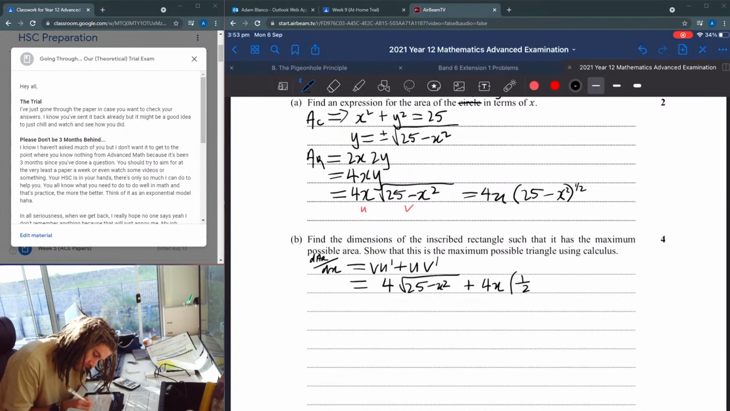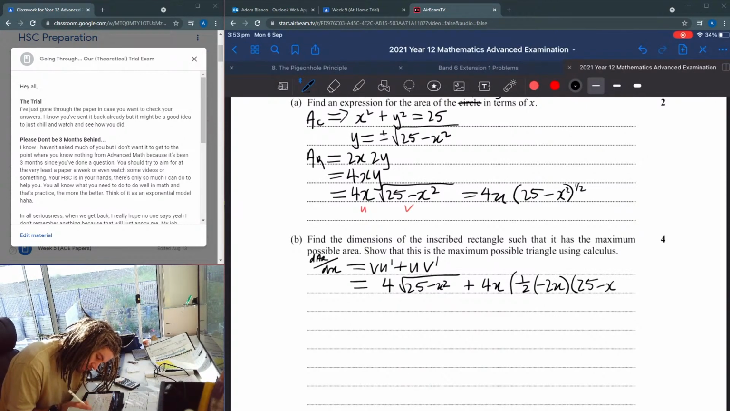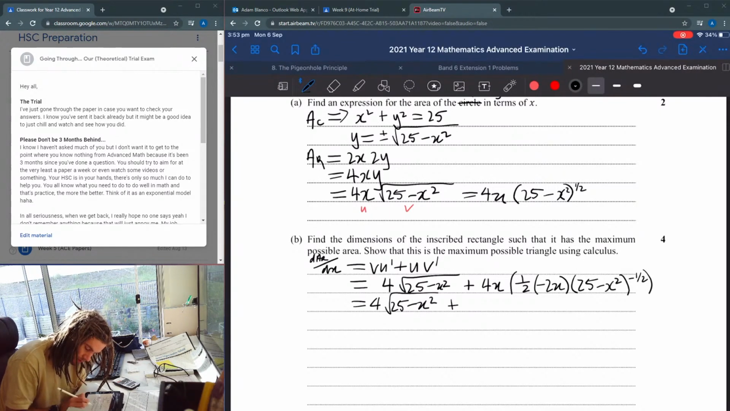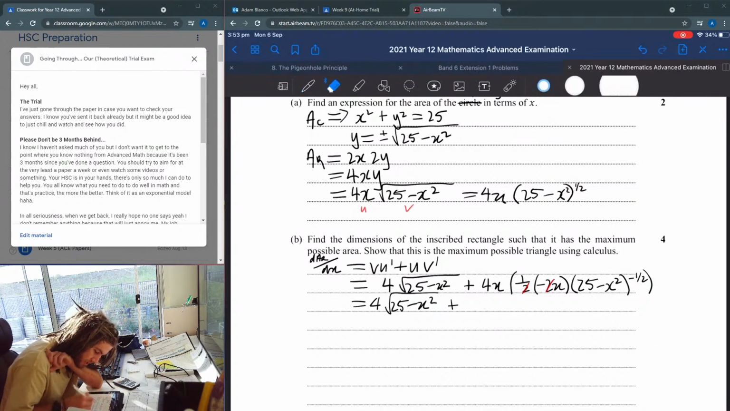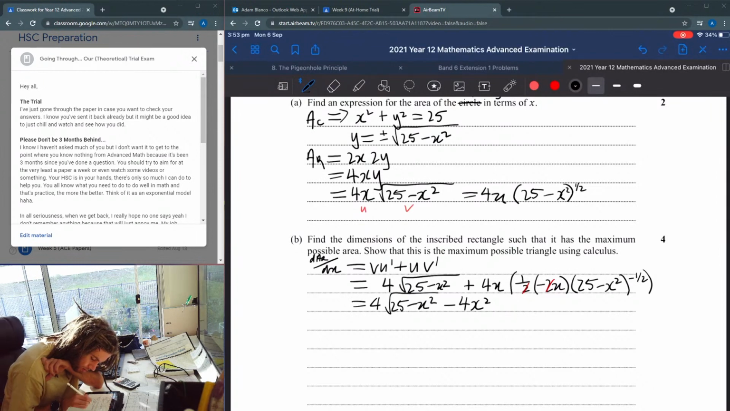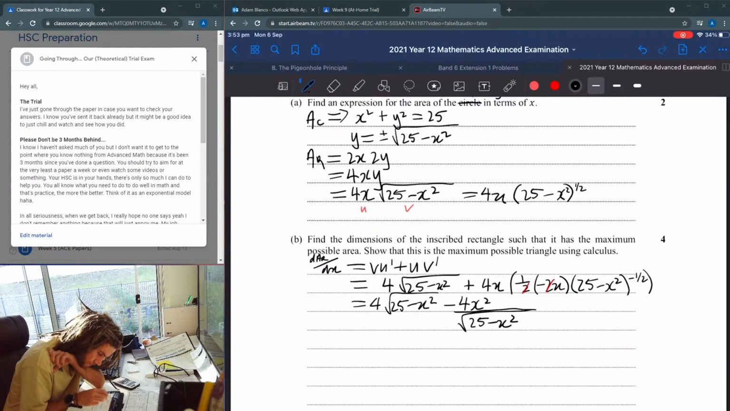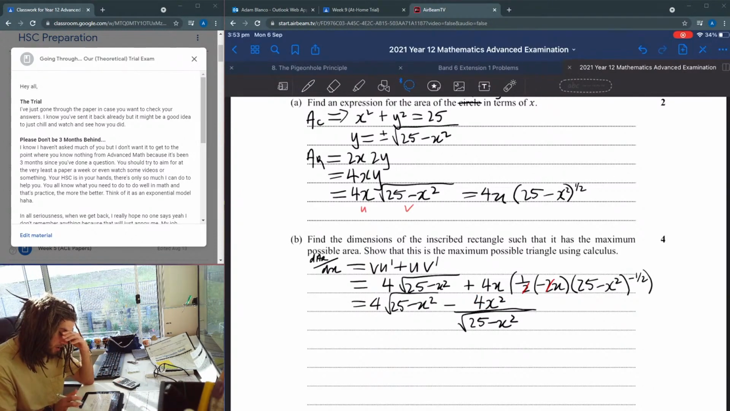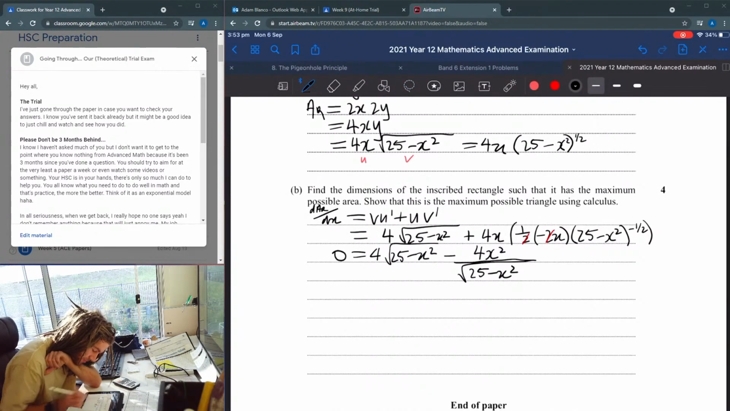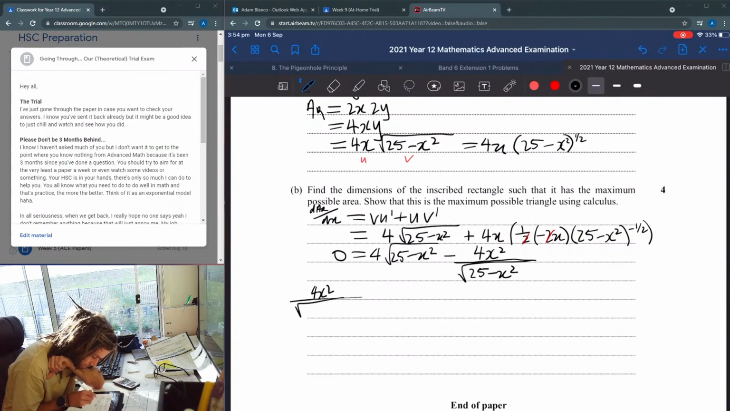So the half comes out the front. I times by the derivative, and then I've got to drop the power. Okay, I've got a lot of things that are going to cancel here. That goes and that goes. So then I've just got minus x, but then I've got that 4 there, so that's going to be minus 4x squared on root 25 minus x squared. Okay, cool. Now, it's a maximum when the derivative equals 0. Let's move that over. So 4x squared on 25.